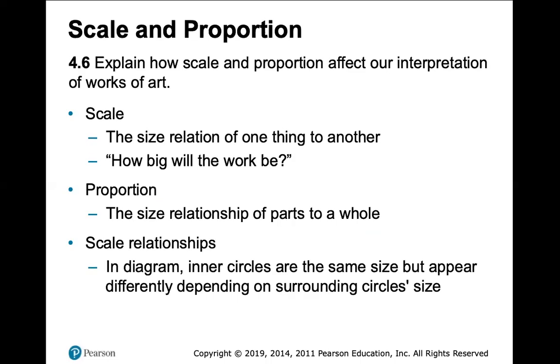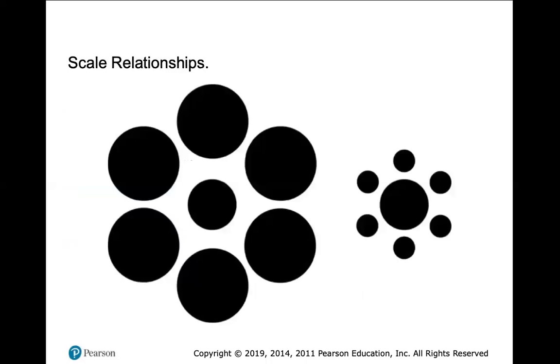And then scale and proportion is another visual element, and scale is the size relation of one thing to another, how big the artwork will be. Proportion is the size relationship of parts to a whole. And what's interesting is that in the next picture, we're going to see that these inner circles are the same size, but they appear differently depending on the surrounding circle size.